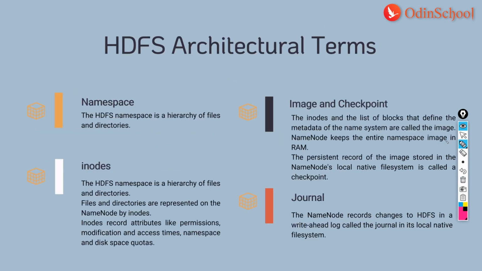Then let me introduce you to some architectural terms for HDFS. The very first one we have already seen, which is namespace, a hierarchy of files and directories. Then we will have something called inodes. Basically the HDFS namespace is a hierarchy of files and directories, and files and directories are represented on the name node by the inode. Like, in our Linux file system, let us say this is a root folder. Inside the root folder you have subdirectories or subfolders, like home, then etc folder, then user folder, something like that, right?